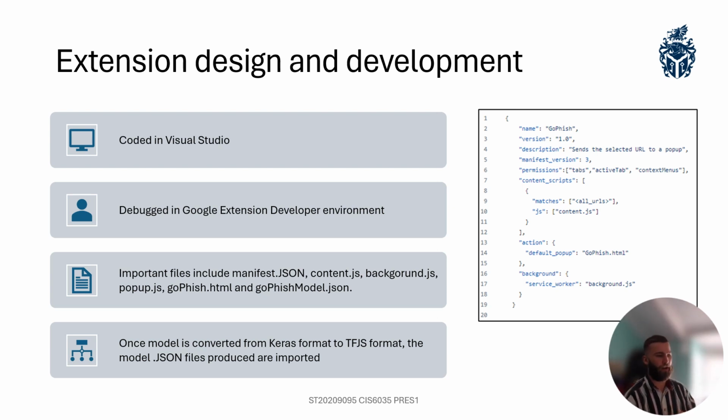So important files to take note of here are the manifest.json, which I've described, the content, background, and pop-up JavaScript files, which all interact differently with the user's browser. The GoFish HTML file, which displays the confidence report to the user, and the actual JSON GoFish model, the actual machine learning model itself.